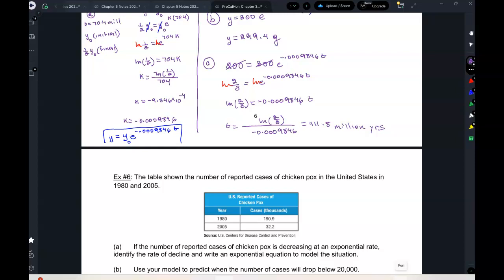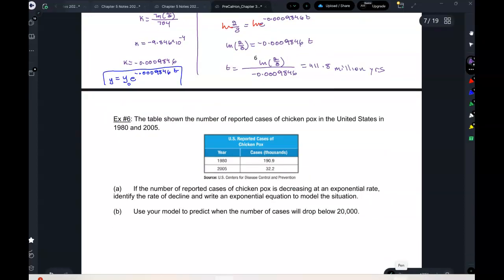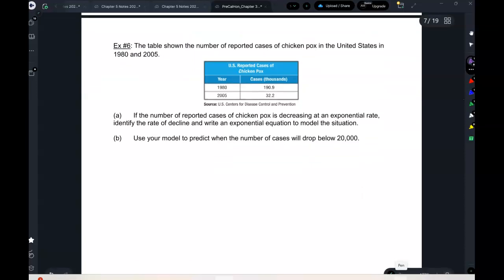Okay, so can we put the 0.0009846 in the calculator? No, don't round it. Use the whole thing, unrounded. Okay? Questions? All right, let's do this one quickly.